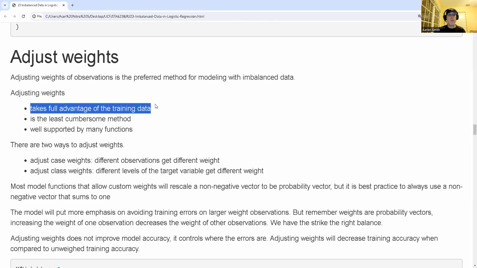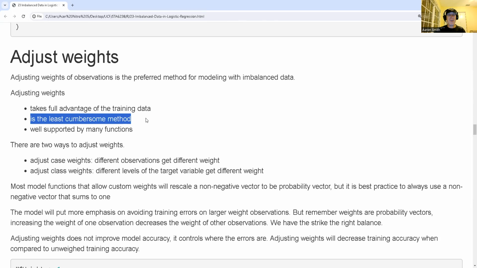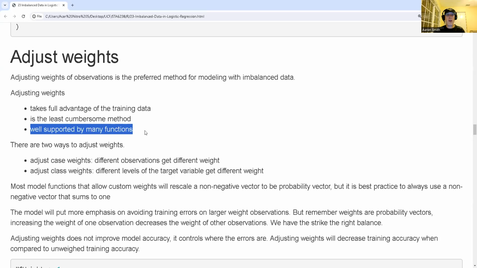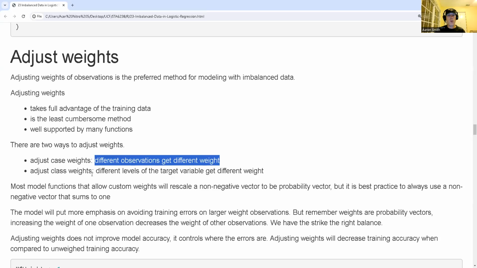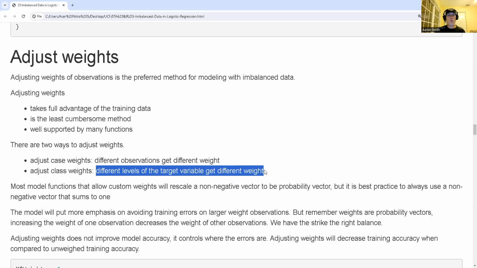It takes full advantage of our training data. It is really the least cumbersome way to go about it. It's well supported by a lot of functions, and it's supported from a theory point of view. I mean, there are a lot of good reasons to use adjusting the weights. There are 2 different ways to adjust weights. We can adjust case weight, so different observations get different weights, and we can adjust class weights, where different levels of the target variable get different weights.